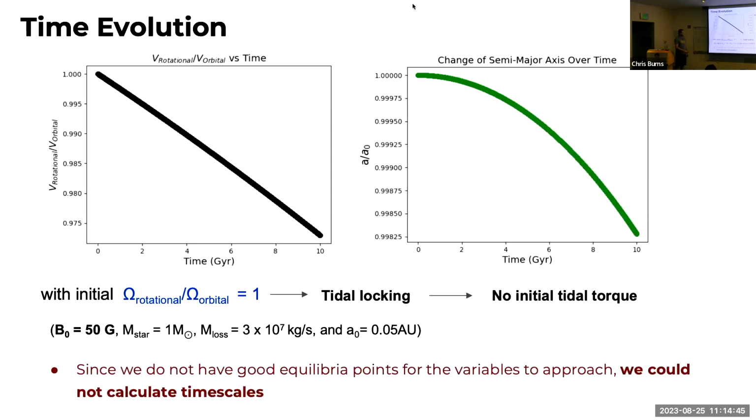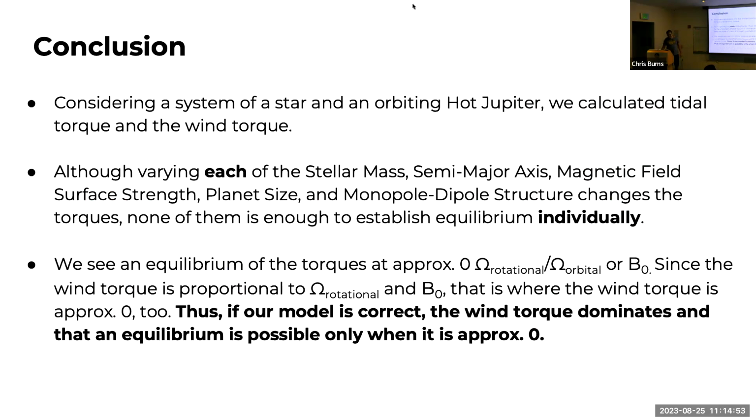But since I didn't have good equilibrium points other than zeros to approach, I couldn't really calculate the time scales. But that's the future work. So, conclusion: considering a system of a star and an orbiting hot Jupiter, we calculated these torques. Although varying each of these individually, I couldn't really approach equilibrium, and I saw that equilibrium of the torques occurs only around these zero values.